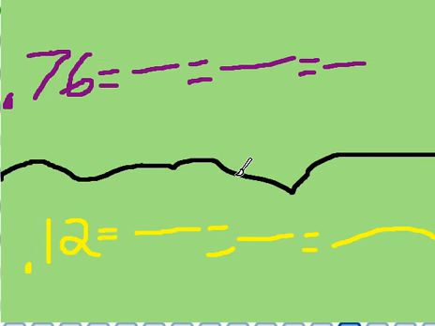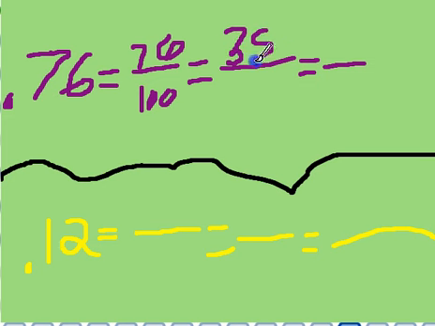Now I'm gonna warn you for the second one. It has two ways of doing it, and I'm gonna show you both ways. Okay, so 76. So you should have put in the 100 on the bottom, and you should have put in 76 on the top. Now, 76 and 100 both share 2. So 76 divided by 2 would be 38. And 100 divided by 2, that would be 50.